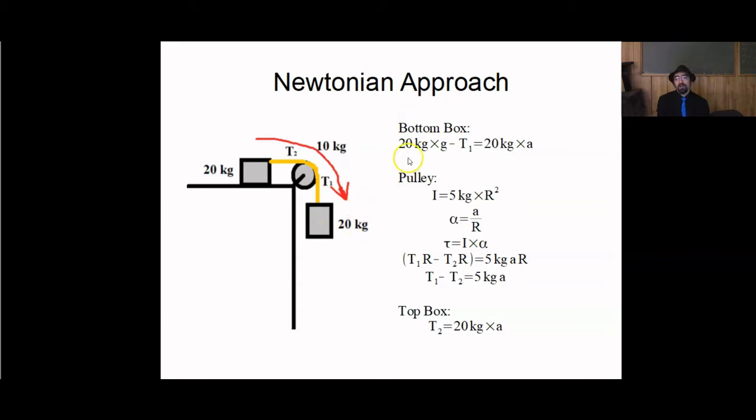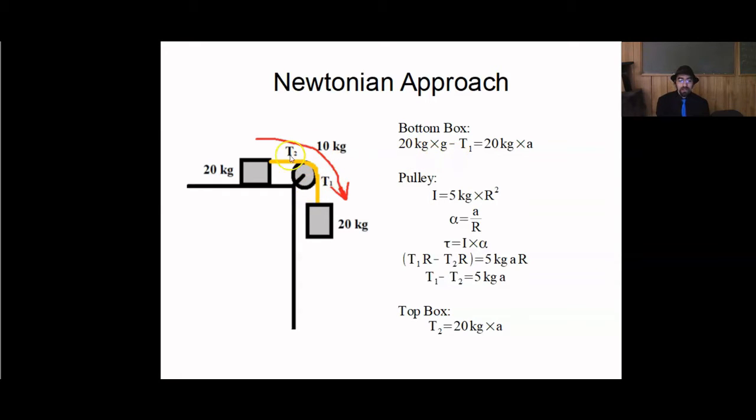So we look at the bottom box. It's 20 kilograms times g, that's going to be the force pulling it down, minus T1. T1 is going to be the tension in the rope at this point. T2 is the tension in the rope up here. Note that because we don't assume the pulley is massless, we give the pulley some mass, that means it'll actually take some net torque to make the pulley start rotating. So the two tensions can't be equal.